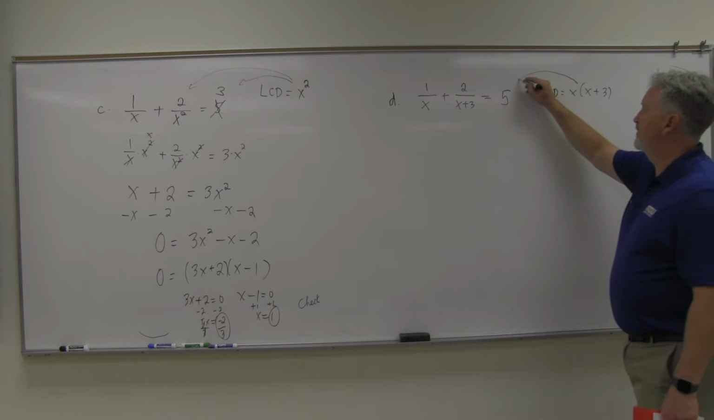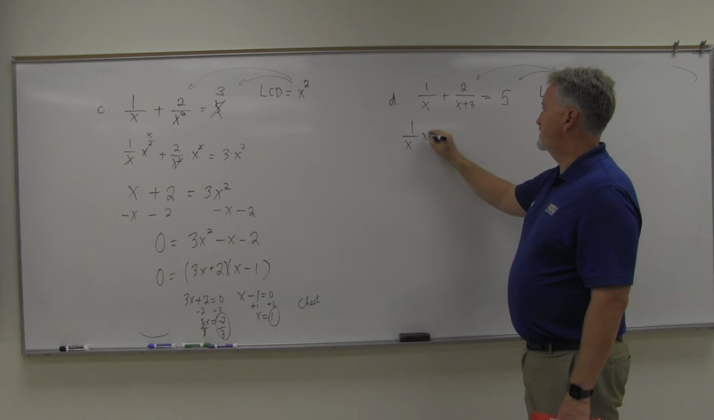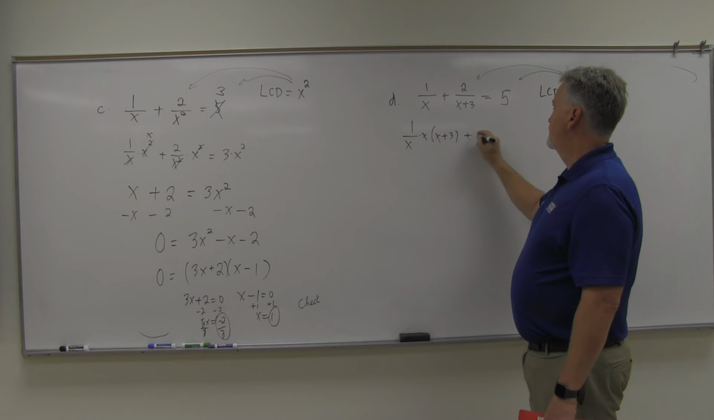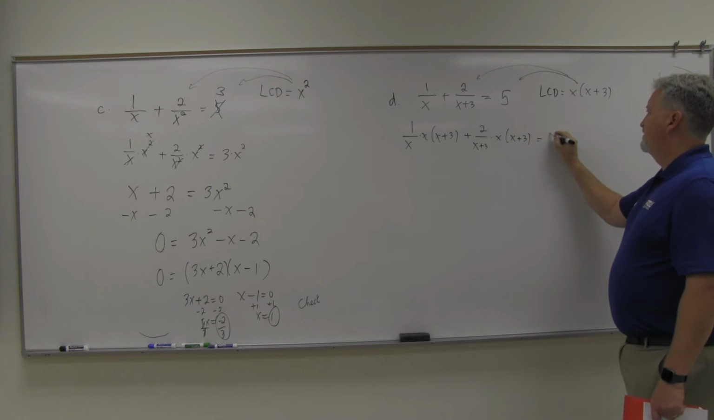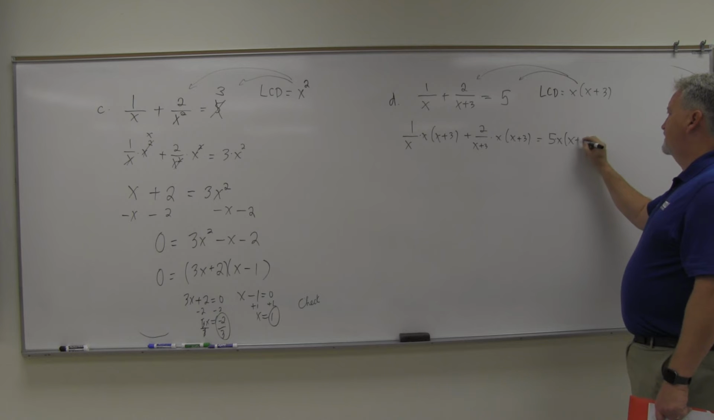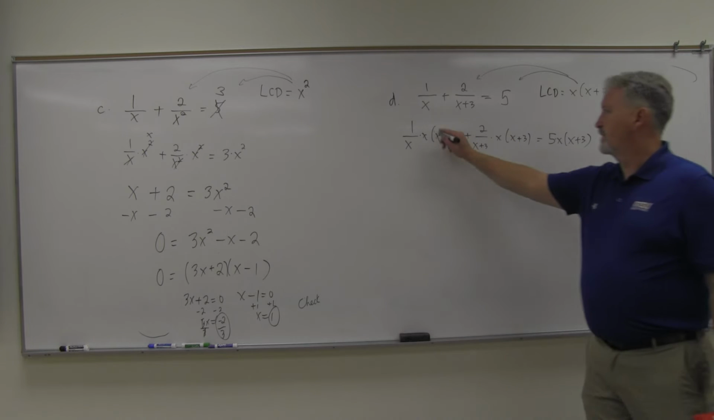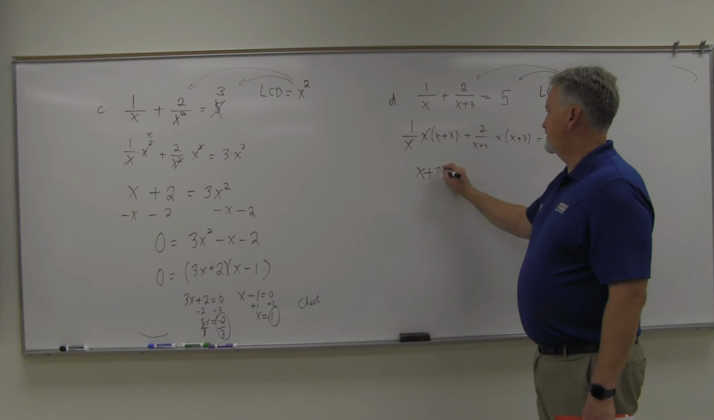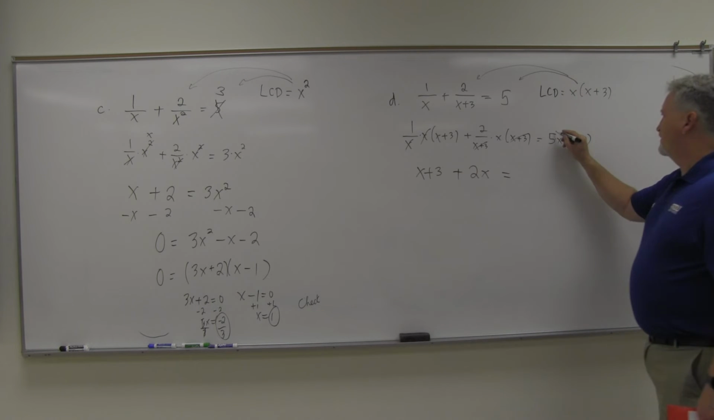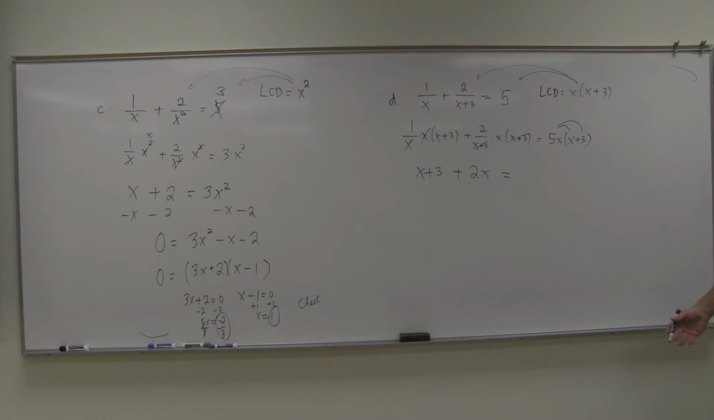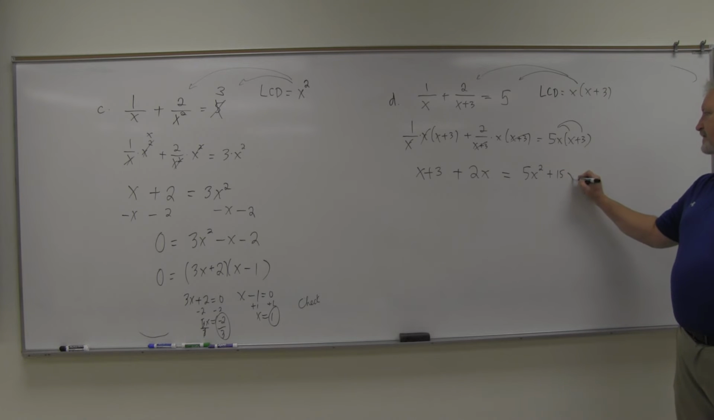And so take that and multiply both sides by x times x plus 3. So you've got 1 over x times x times x plus 3, 2 over x plus 3 times x over x times x plus 3, and then 5 times x times x plus 3. And things cancel out when we do that. X's cancel, so that's just x plus 3. X plus 3's cancel, so that's just 2x. And then over here, you have to distribute. Nothing cancels, so you just have to multiply those out. 5x squared plus 15x.